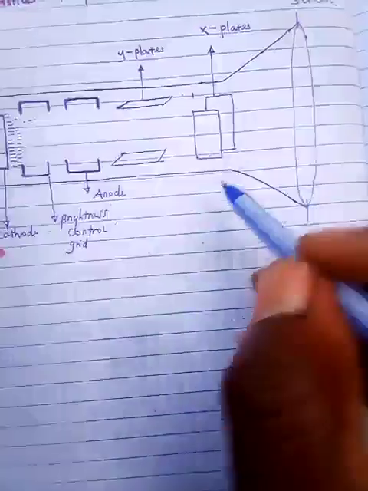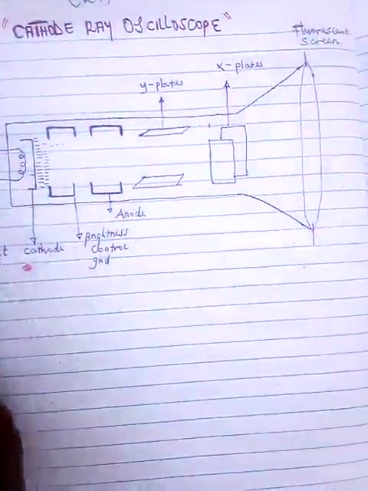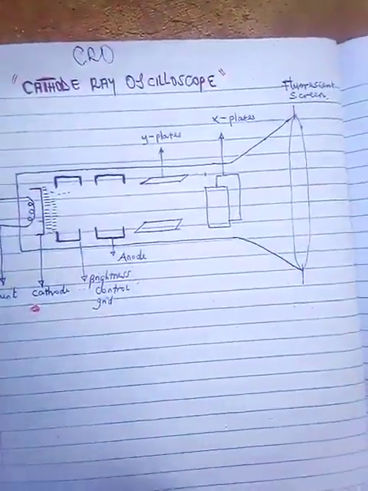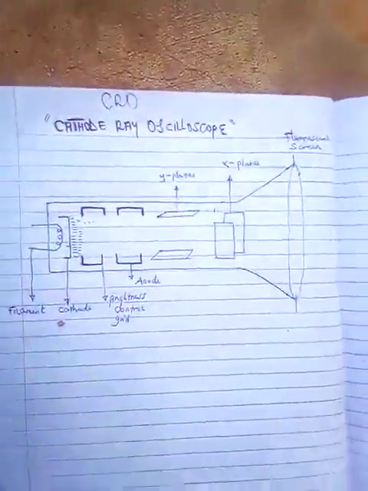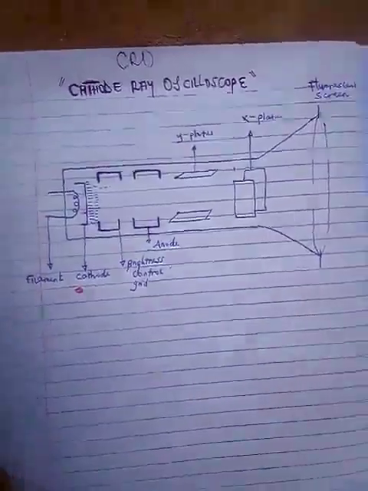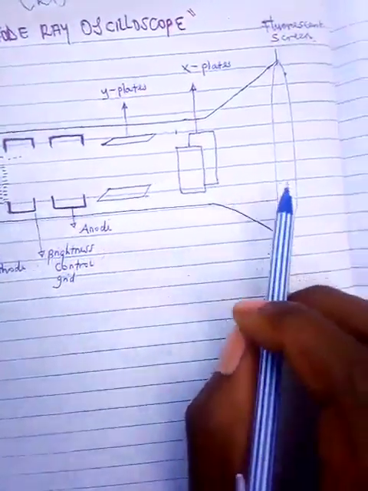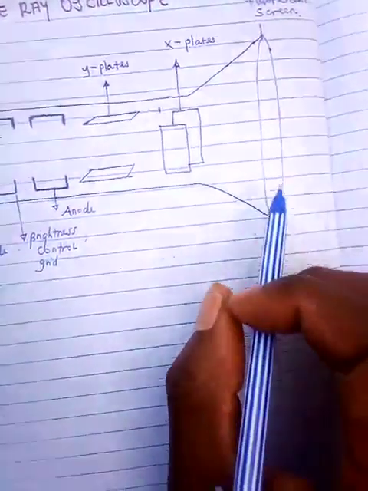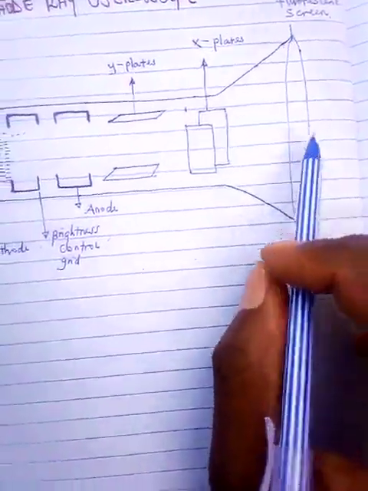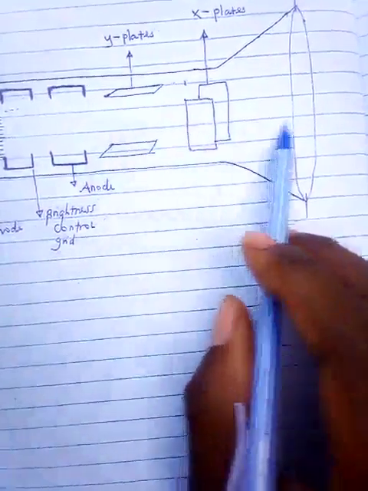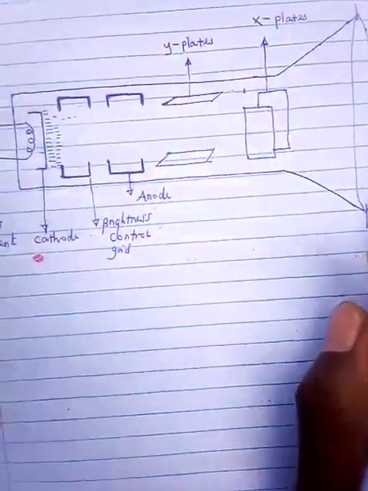Okay, so it is the function of this brightness control grid to control the brightness of those spots which are going to be formed on that same screen, as these electrons strike it.